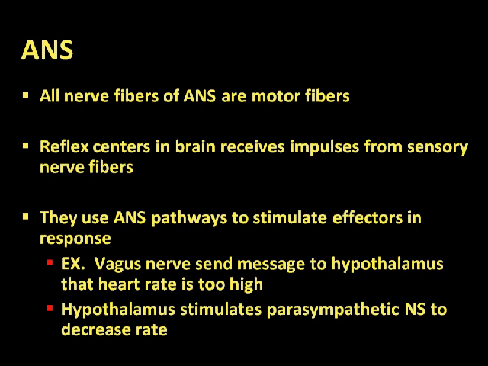For the autonomic nervous system, all the fibers are motor neurons. The reflex centers, which we'll talk a little bit about, in the brain receive impulses from sensory nerve fibers. So sensory nerve fibers are different than motor nerve fibers. The sensory nerve fibers are using the autonomic nervous system pathways to stimulate effectors in response. In other words, stepping on a nail or something to initiate a response. An example here that I've given you, the vagus nerve sending a message to the hypothalamus that the heart rate is too high, and then the hypothalamus stimulating the parasympathetic nervous system to decrease the heart rate.